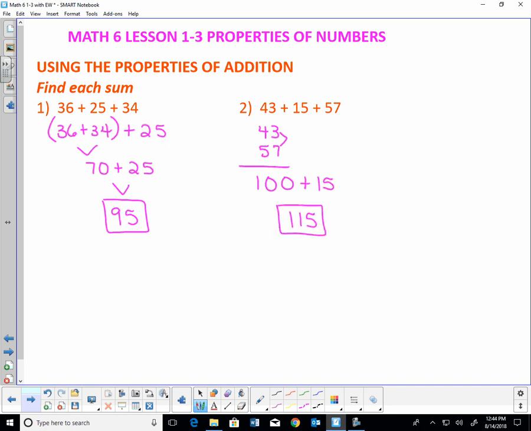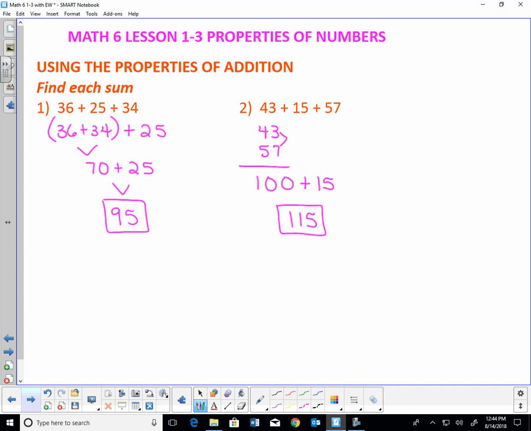It makes it so much easier if you are understanding how you're going to do this. Because 43 plus 15 plus 57, 57 and 43 is 100. So it works really, really well that way. Let's look at some other things.